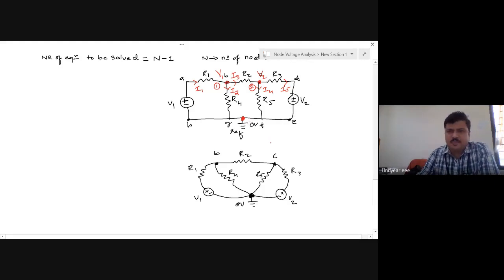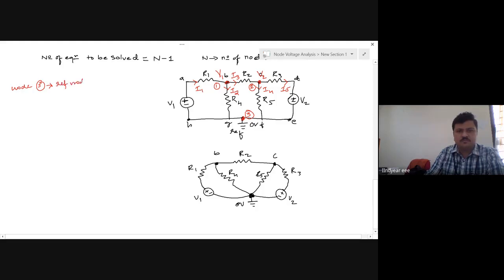Now I should apply KVL to node 1 and node 2. Okay, sorry, KCL to node 1 and node 2. How many nodes do I get? I have 3 nodes. One node I have referred to as the reference node. Now I have node 1 and node 2. This is node 3. You can take node 3 as the reference node. Now how many nodes are left? Node 1 and node 2. KCL for node 1, KCL for node 2.